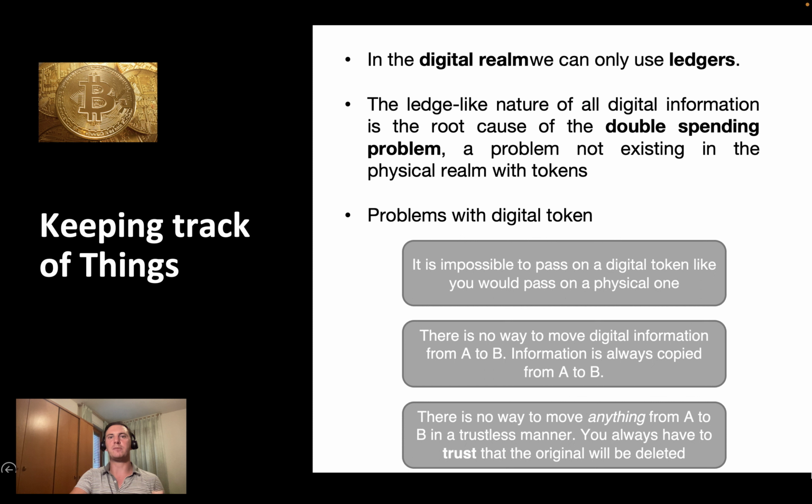This is why the double spending problem is so tricky. Absent a central authority, there is no way to move anything from A to B in a trustless manner. You always have to trust that the original will be deleted. A natural side effect is that when it comes to digital information, it is impossible to tell how many copies are in existence and where the copies might be.